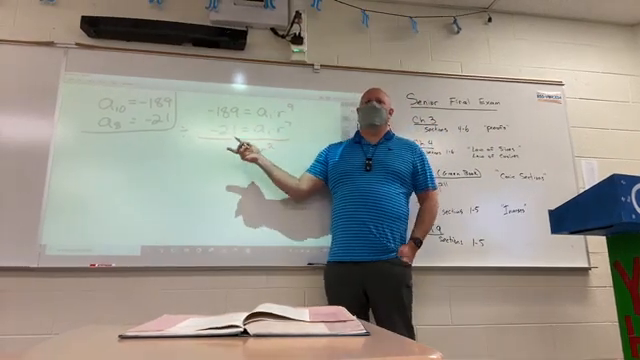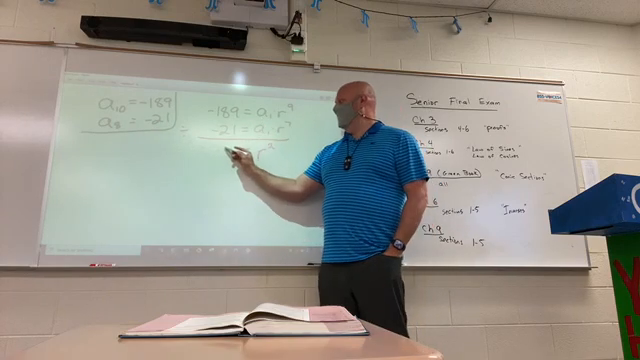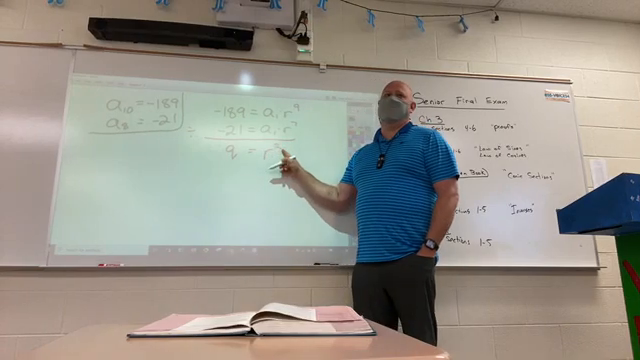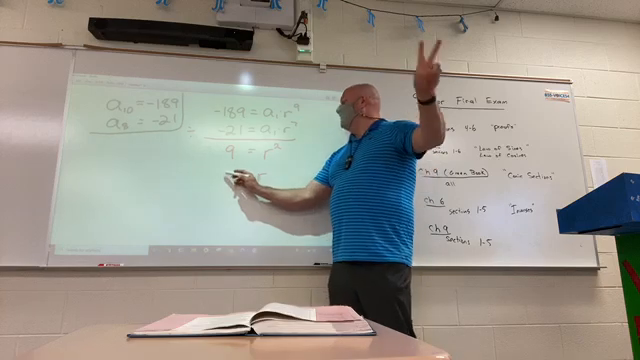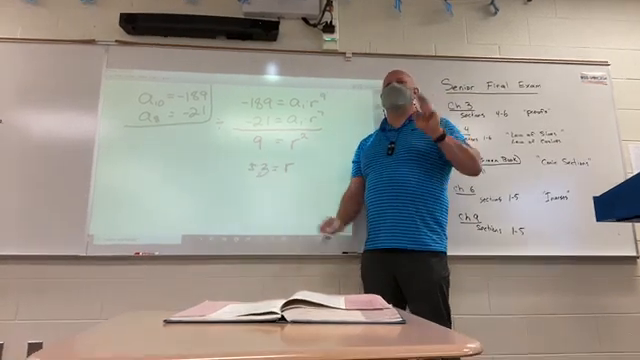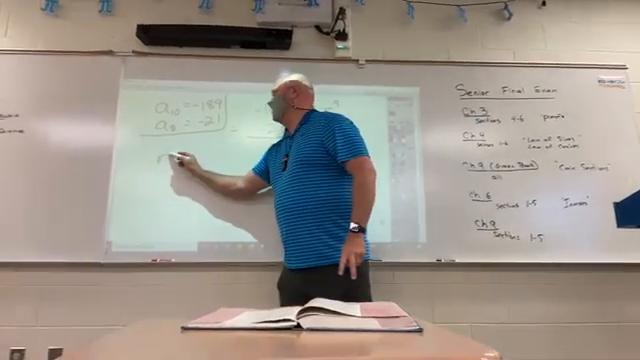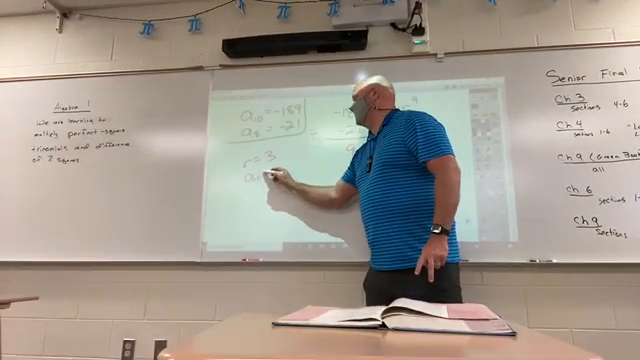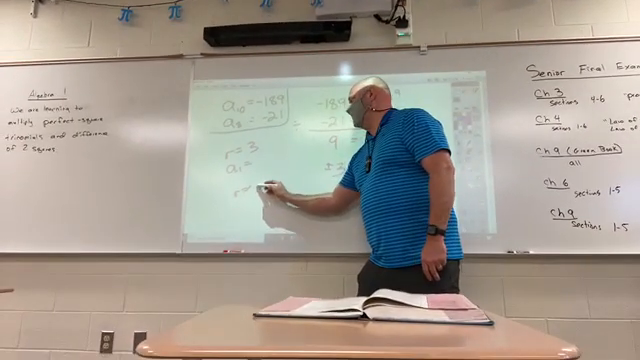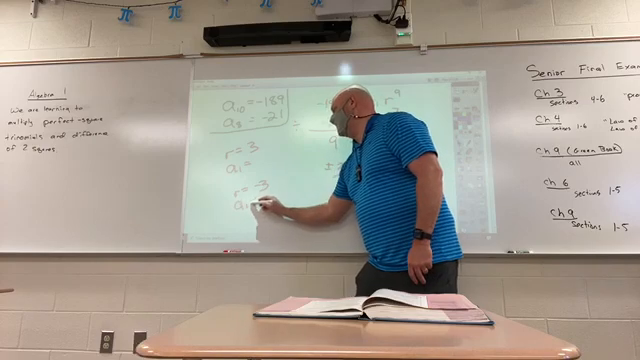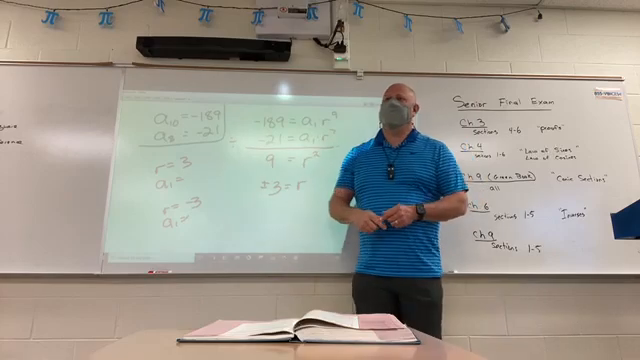Now I just got to divide that. What's 189 divided by 21? 9? And then how do you get rid of the 2nd power? Square root. What's the square root of 9? Plus and minus 3. There's two different answers to this. There's an answer when r is 3. There's an a sub 1 that goes with that. And then there might be a different a sub 1 when r is negative 3. And you got to just plug them in and solve for both.